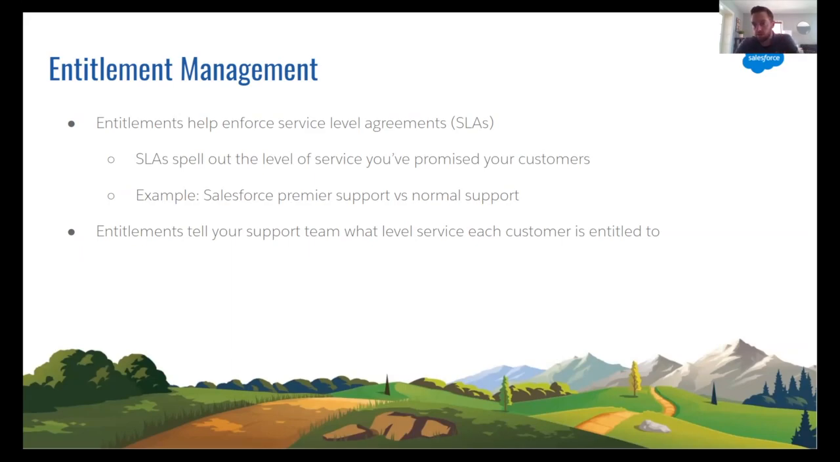The really good example that I think we're all familiar with here is Salesforce Premier Support versus just the regular out-of-the-box support. If you upgrade and pay for Premier Support, that's your SLA. You get a different level of service experience than if you don't and just have Salesforce's normal support level. And then entitlements just tell your support team what level of service each customer is entitled to. So if I'm a service agent, as I'm looking at the account or the account's popping up, my entitlement is going to indicate on my record what service I'm supposed to give.